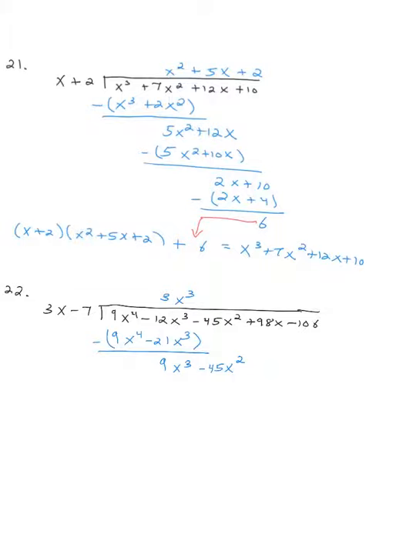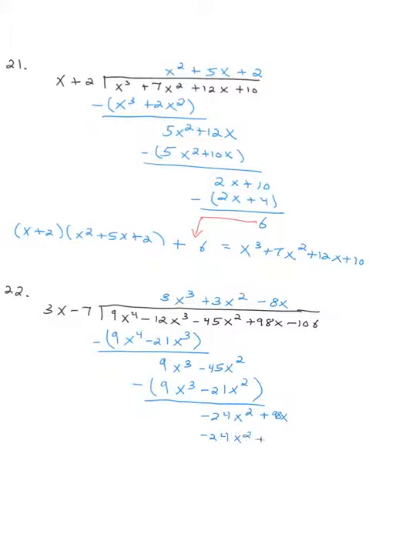So now I want to multiply by 3x squared, because that gives me 9x cubed minus 21x squared. And here, taking the difference, that's really negative 45 plus 21, which is a negative 24. That makes sense. I'll bring down the positive 98x, and we'll continue. So I'm going to multiply by negative 8x because that matches up the negative 24x squared.